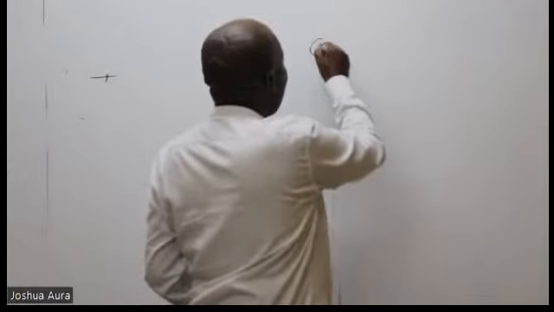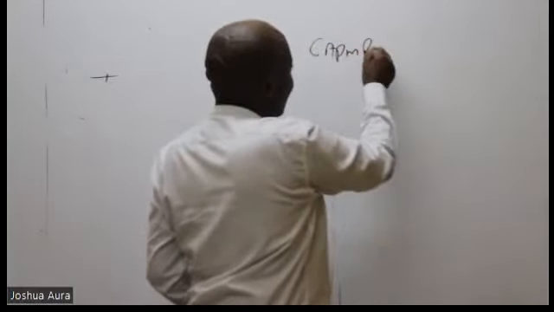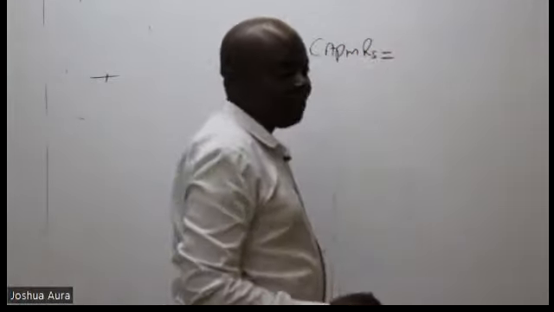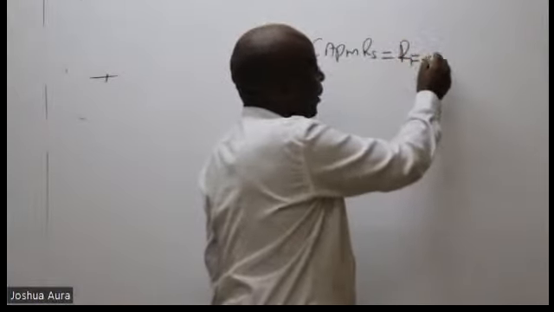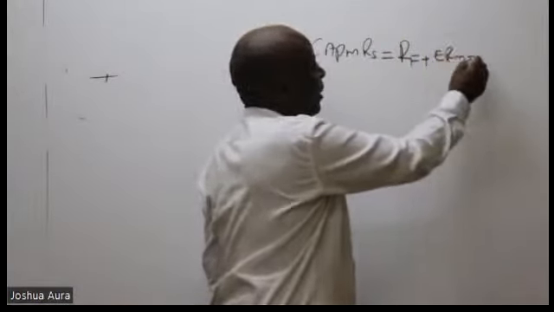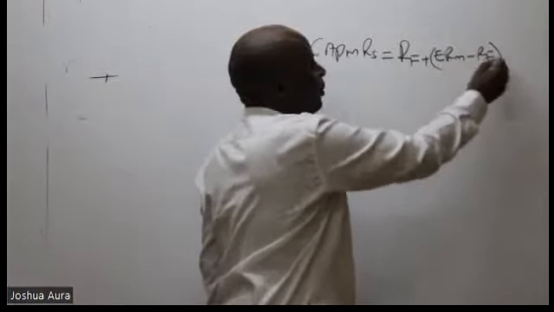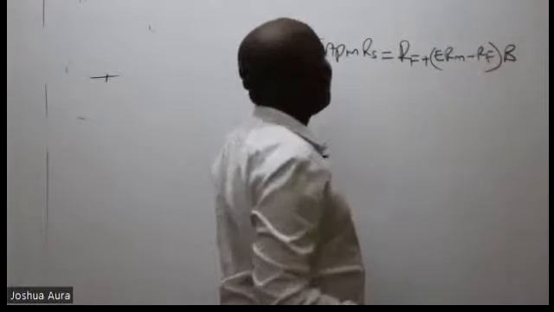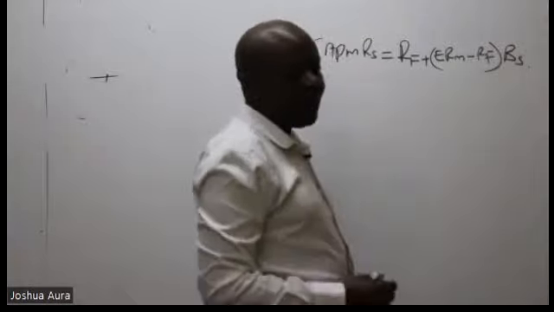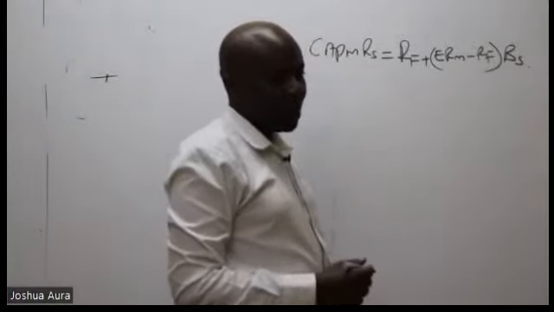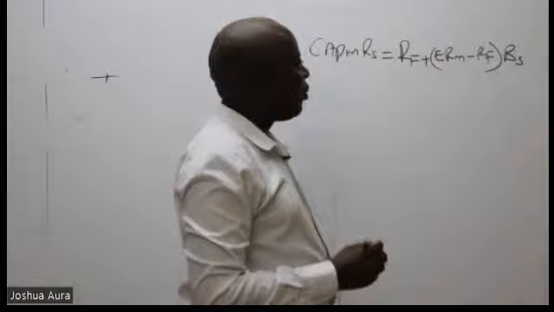So we said CAPM returns. CAPM returns equals what here, somebody? We must start with risk-free plus the expected return of the market minus risk-free, multiplied by beta. Multiplied by beta of what here? Of a security. Multiplied by a beta of a security.